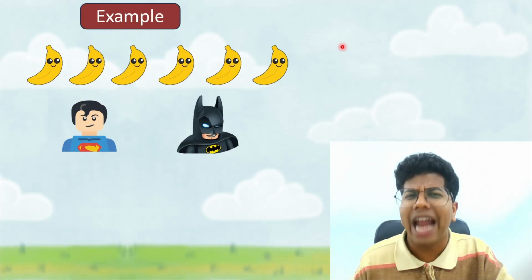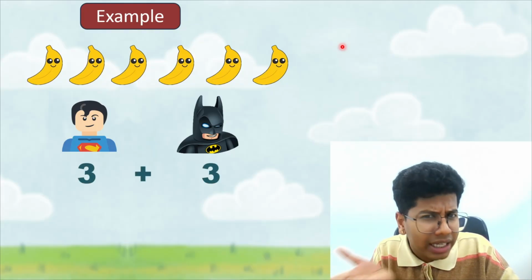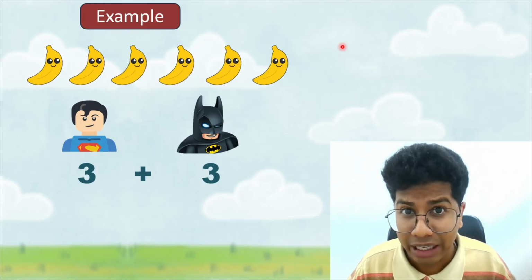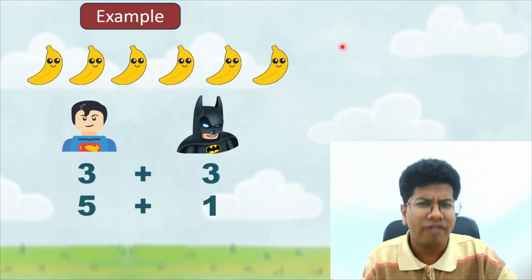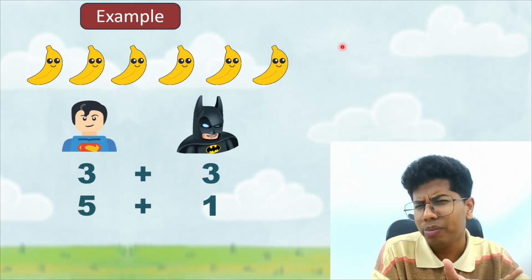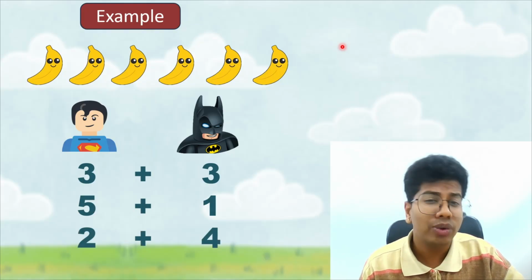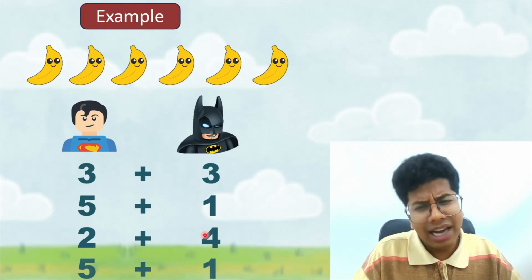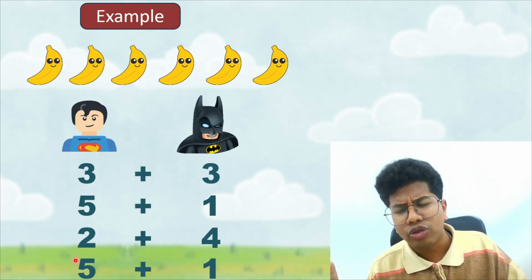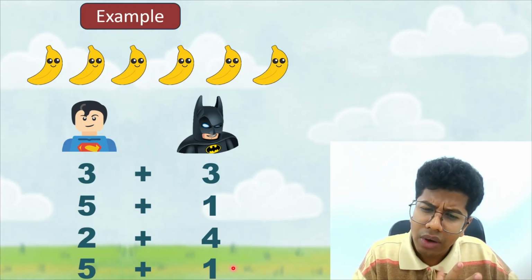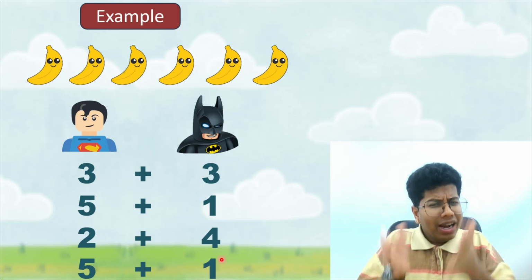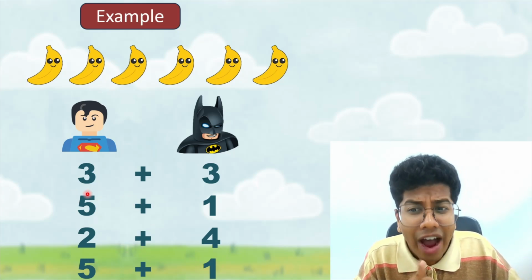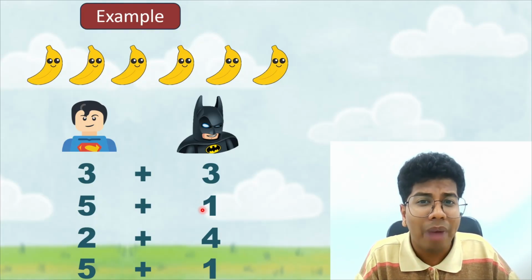Now, if I do it randomly, I can give 3 and 3 to both of them, because I am very humble. I can distribute it equally. Or else I can give 5 to Superman and 1 to Batman. Or else 2 to Superman and 4 to Batman. And if I distribute again 5 to Superman and 1 to Batman, oh, wait a second. Here also, 5 bananas to Superman, 1 to Batman.